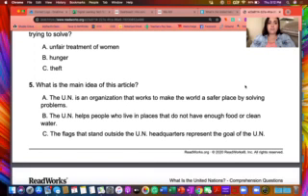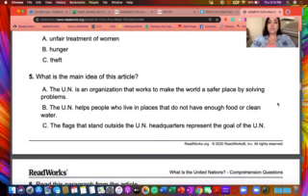Number 5, what is the main idea of the article? A. The UN is an organization that works to make the world a safer place by solving problems. B. The UN helps people who live in places that do not have enough food or clean water. C. The flags that stand outside the UN headquarters represent the goal of the UN. Again, the question is, what is the main idea of this article?